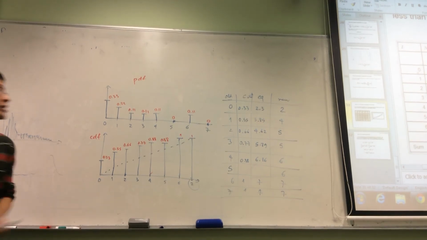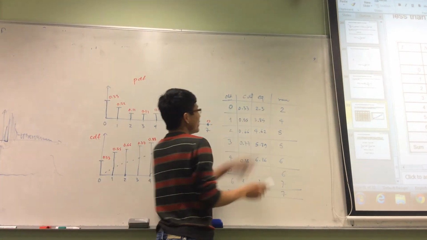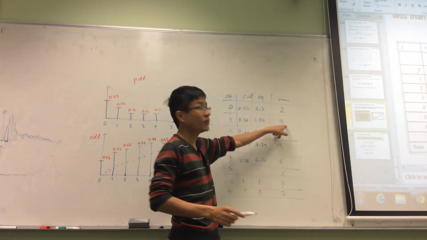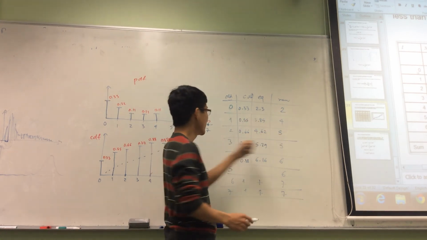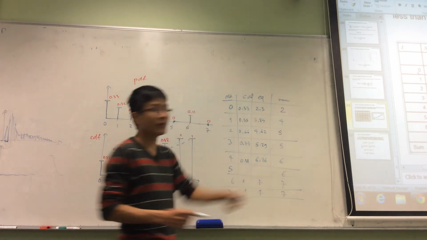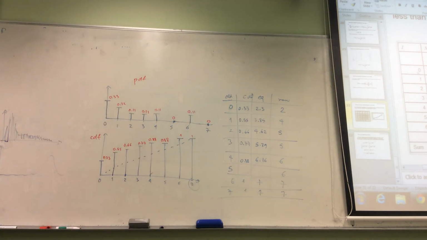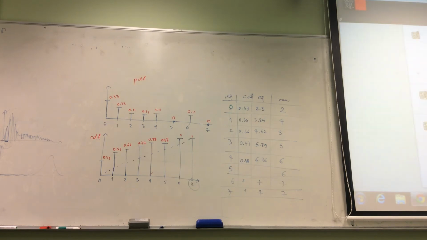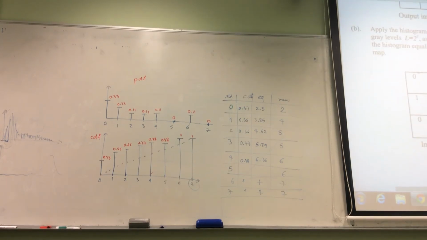A map here means anything 0 will become 2. Anything 1 will become 4. Anything 2 becomes 5. 3 becomes 5. 4 becomes 6. 5 becomes 6. 6 becomes 7. 7 becomes 7. Alright? So if you look at the questions here, you can write the result in there.